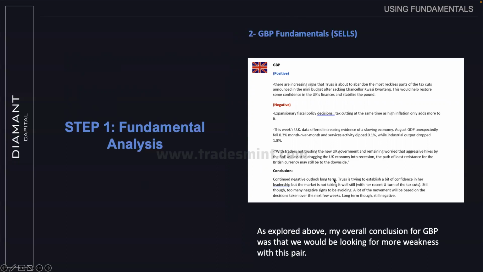Continued negative long-term outlook. Truss is trying to establish a bit of confidence in her leadership, but the market is not taking it as well with her recent U-turn on tax cuts. Still, there are too many negative signs to be avoided. A lot of movement will be based on the decisions taken over the next few weeks. Long term, though, still negative. So as you can see, from all this information here, this is the conclusion that I drew. Again, pause the video for a second, have a look through the points, and see how all of this leads into that conclusion.